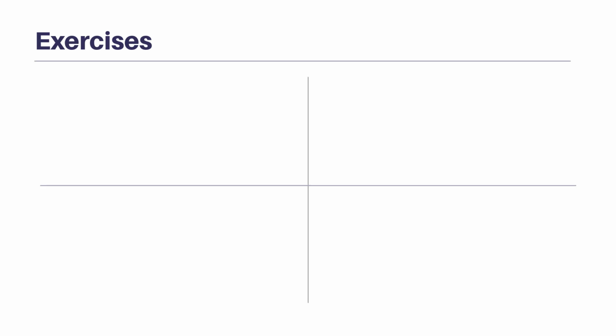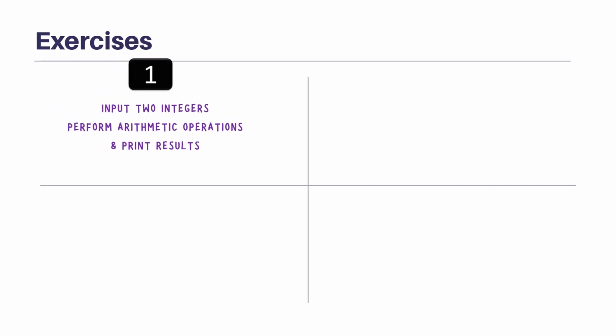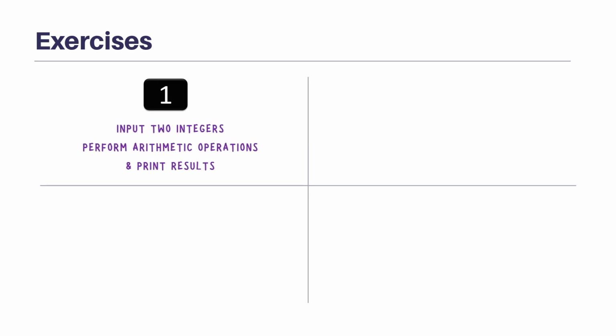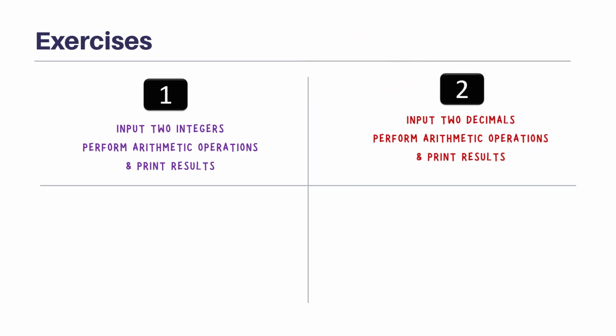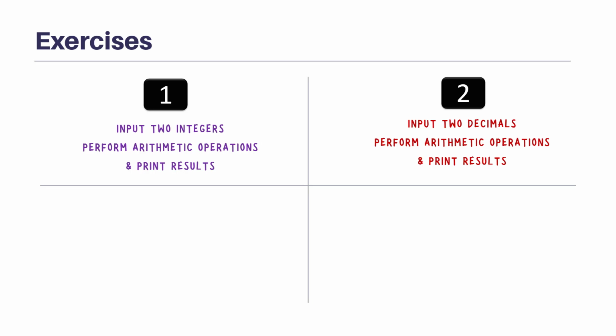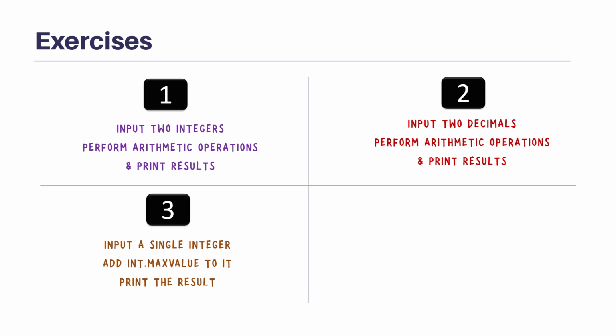Below are some exercises that I would recommend you to try on your own. First exercise is to take 2 integers as input and then perform arithmetic operations on those 2 numbers. After that, print the results. While printing, you can also try to play with foreground color to print the results in different text colors. Exercise 2 is to input 2 decimals and then perform arithmetic operations and print the results. It is very similar to the first exercise. In the second exercise, we are supposed to use decimal as the data type, while in the first exercise, we are supposed to use integer as the data type of the 2 numbers. The third exercise is to input a single integer and then add int.MaxValue to it and then print the result. Let me know if you get the expected result.